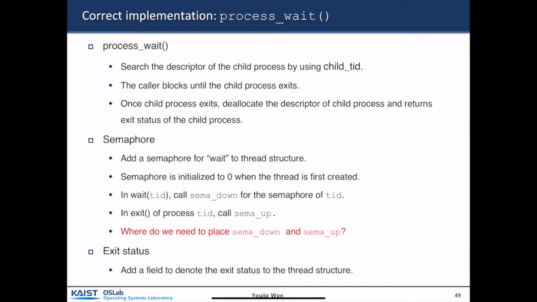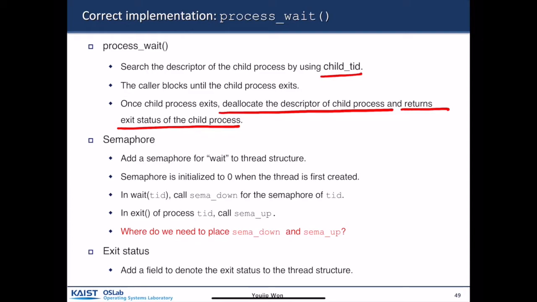Let me explain the correct implementation of process wait. Process wait searches the descriptor of the child process using the parameter, and the caller blocks until the child process exits. And once the child exits, it deallocates the descriptor of the child process and returns the exit status of the child process. So how can we synchronize the caller of process wait and the execution of the child thread it waits for its termination?